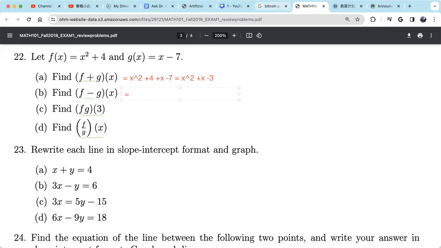Subtracting is similar. So f will have x squared plus 4. Now minus x minus 7. When we subtract a quantity with more than one term, we put parentheses around it. Now we want to combine like terms, so we get rid of the parentheses first. Minus x minus negative 7 becomes plus 7. Then we simplify. So we get x squared minus x plus 4 and 7, plus 11.